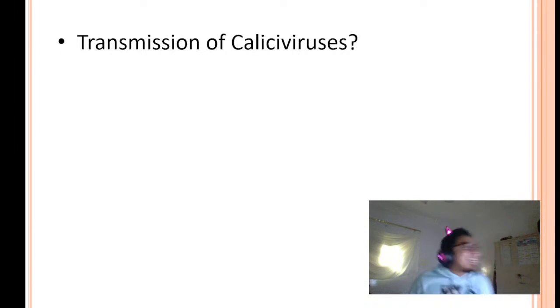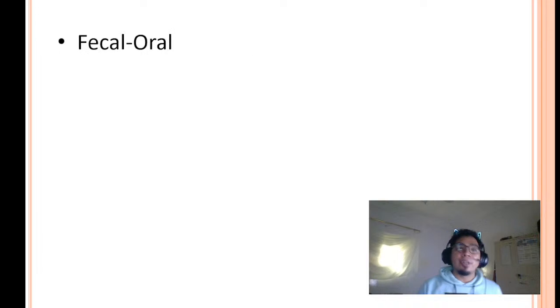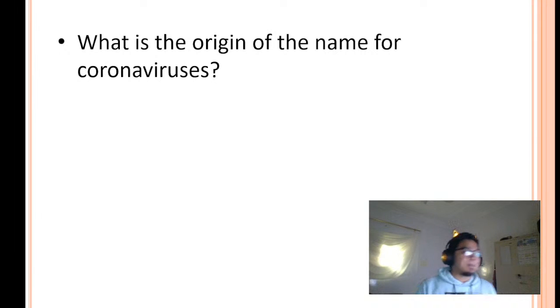All right, let's move on to the transmission of the Caliciviruses. Caliciviruses are transmitted by fecal oral route. All right, fecal oral route. All right, now let's move on to the coronaviruses. Okay, coronaviruses, the origin of the group is based on the structure that is observed using the electron microscope.